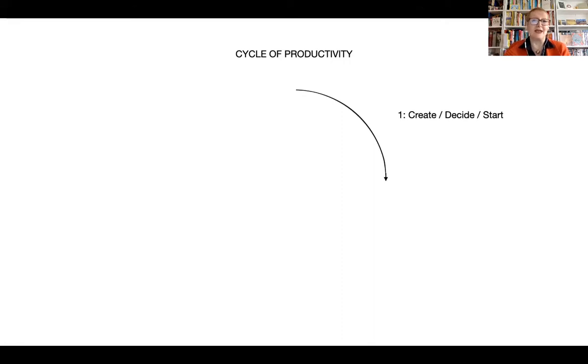But in order to make any of your wonderful ideas happen, you have to move on into the doing and the acting. This is the sector where you spend most time. This is where you're actually doing the work. And then we come to the third sector, which is the completing and the finishing.